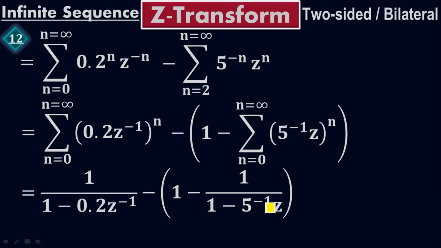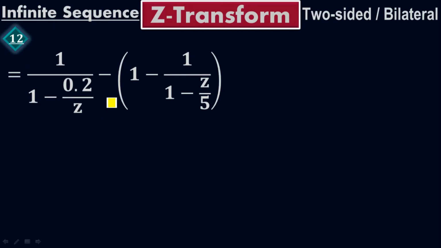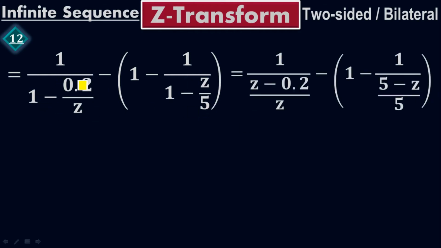Now, can I write 5 to the negative 1 equals 1 over 5 and z to the negative 1 equals 1 over z? When you write z to the negative 1 equals 1 over z, you will get 0.2 over z. And also after writing 5 to the negative 1 equals 1 over 5, I got z over 5. Now we take the LCM of these two terms to get z minus 0.2 over z, and also the LCM of the other two terms.